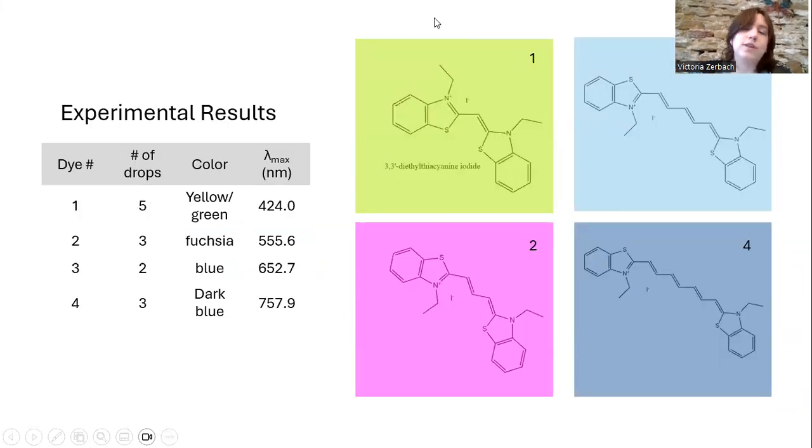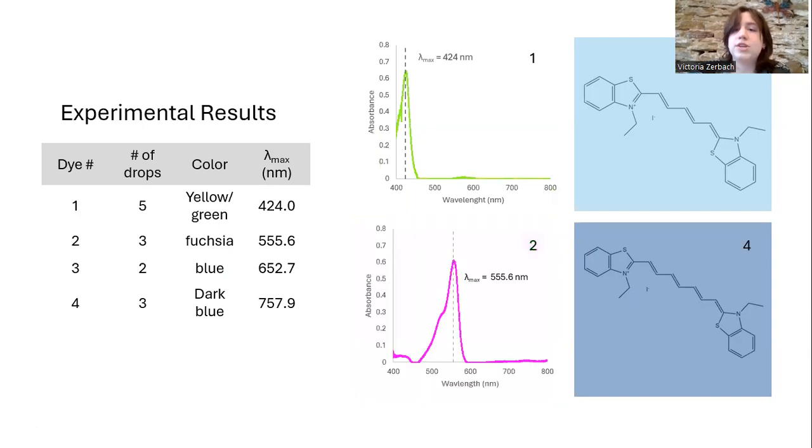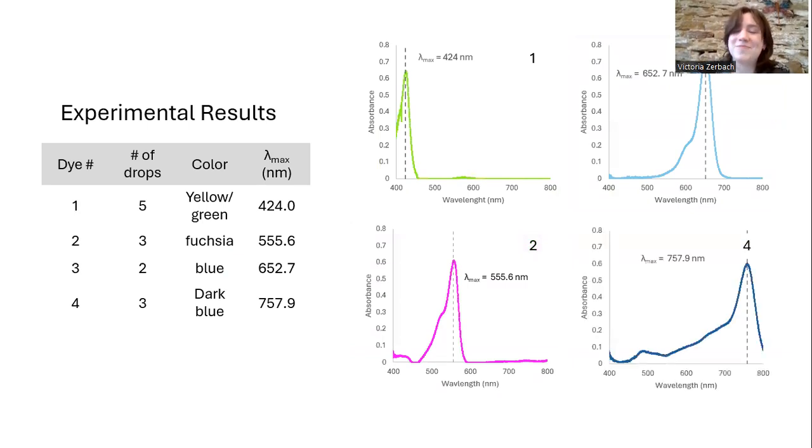This resulted in our results, in which we were able to get a spectrum for each dye, absorbing at maximum wavelengths from 424 to 757.9 nanometers. So as we predicted, the wavelength does increase as the length of the conjugated chain increases.